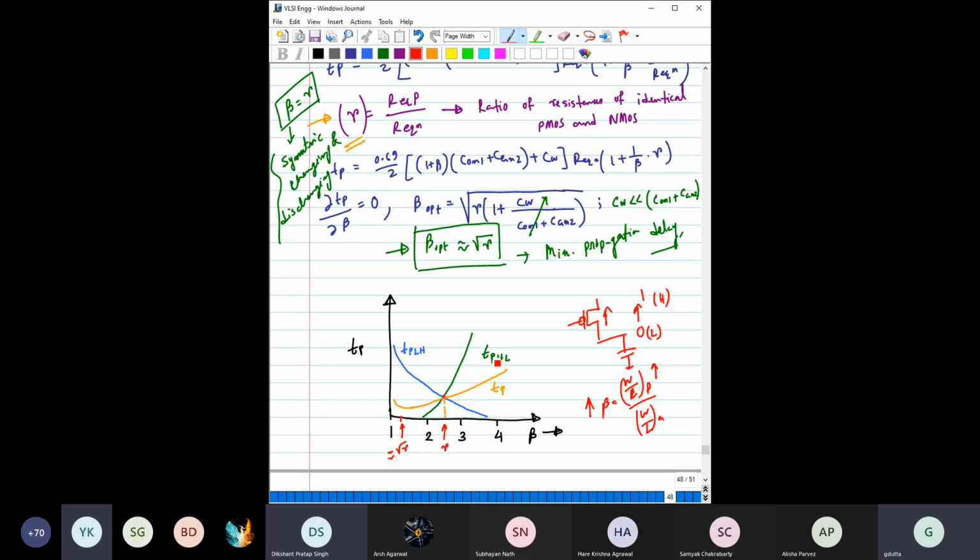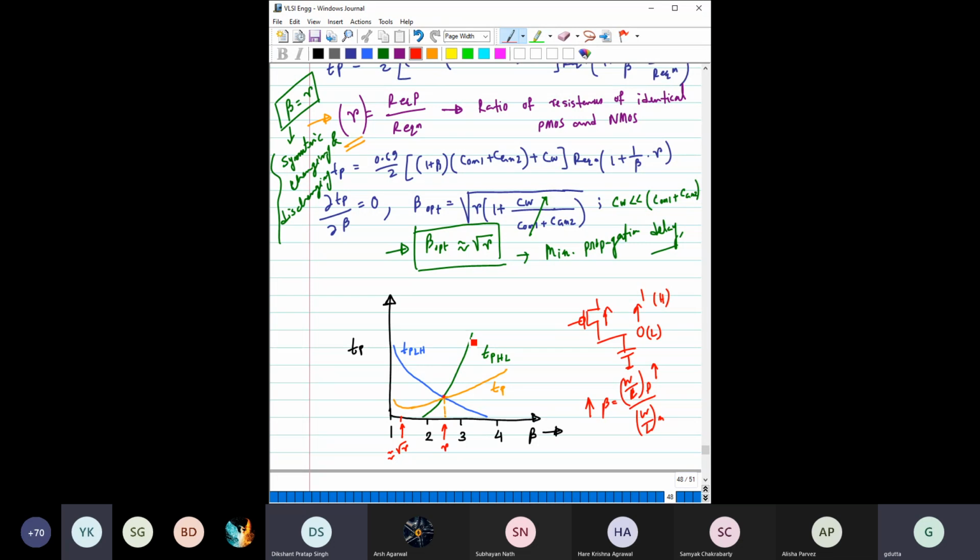On the same token, if you increase the value of beta, then this TPHL value should rise, or if you keep decreasing the value of beta, then this value should fall down. And at this value R, these two would be the same, but this is not the minimum propagation delay. Minimum propagation delay would be nearly equal to root over R, right? Now, your question is should we not consider the maximum of this or that?